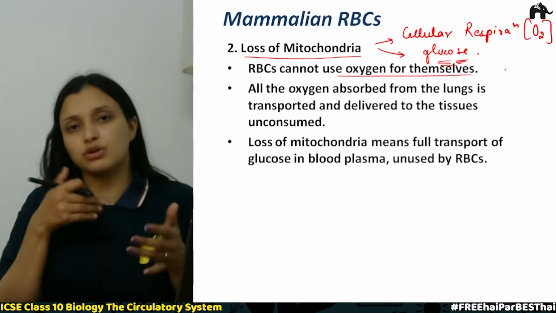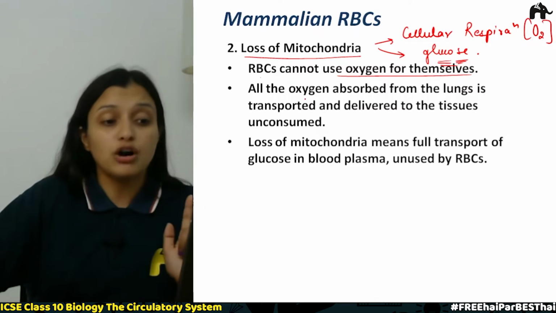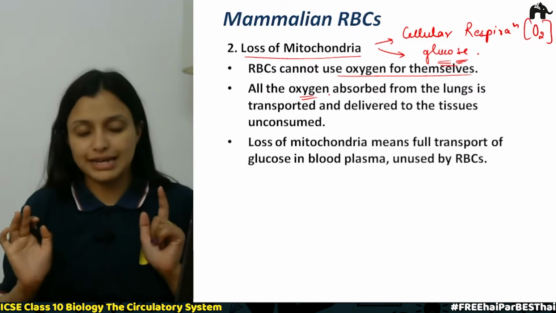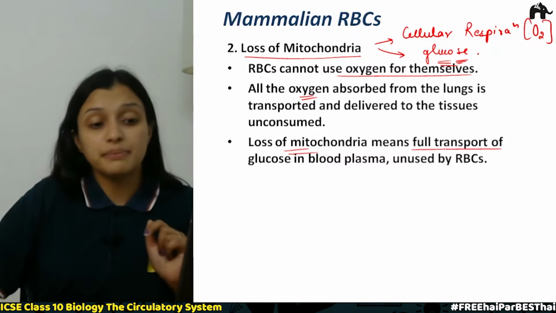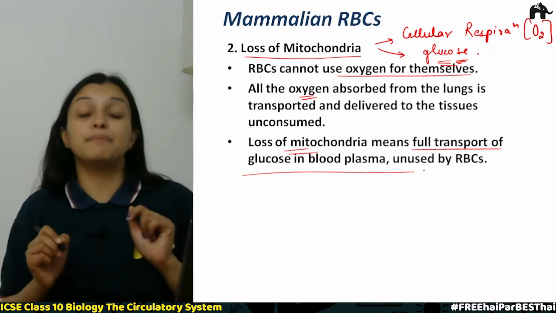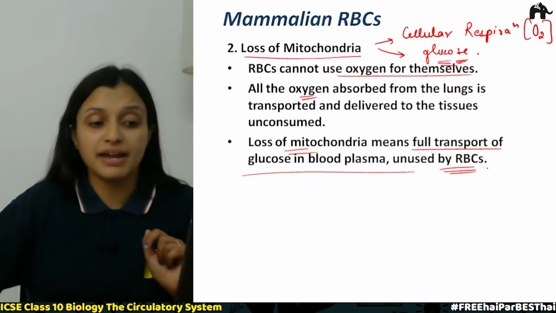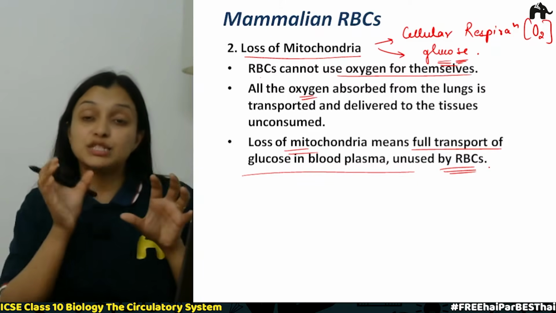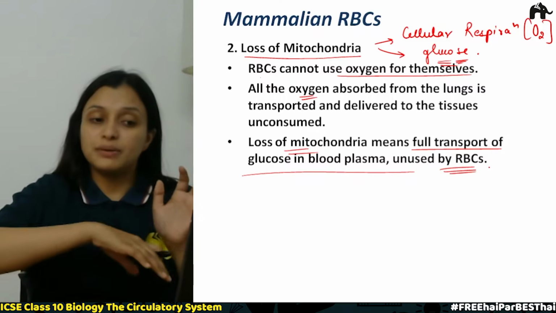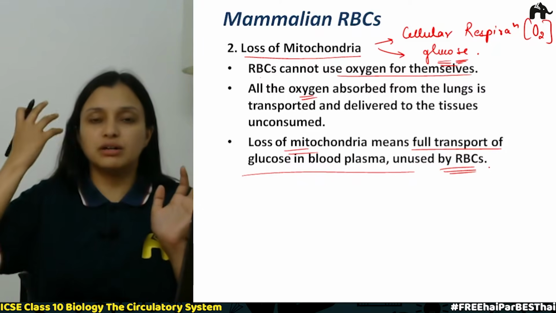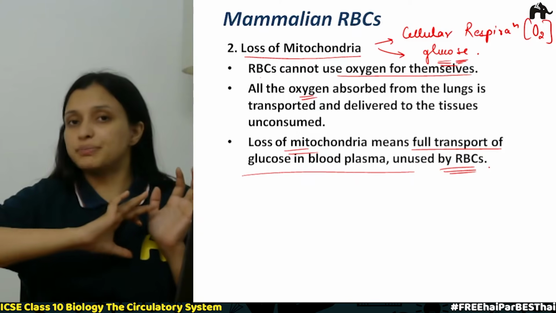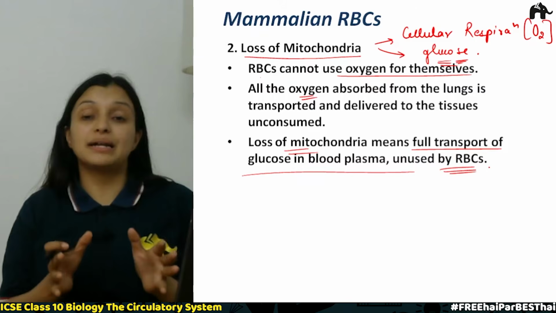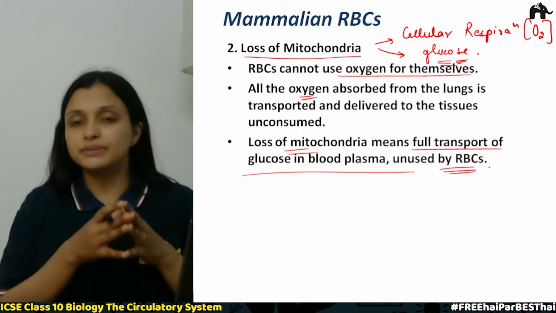So RBCs do not need oxygen for themselves, firstly. So all the oxygen that is absorbed from the lungs will be transported and delivered to the tissues, right? Then loss of mitochondria means full transport of glucose in blood plasma unused by RBCs. So RBCs will not use any of the glucose that is present in the plasma. So that will be fully delivered to the other parts of the body, right? Clear? So I hope this is also clear.